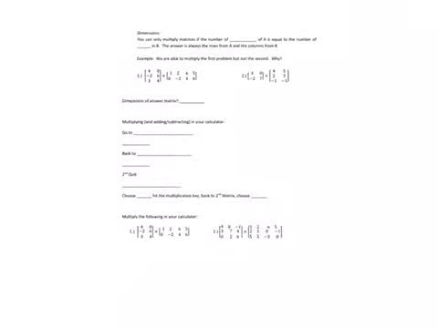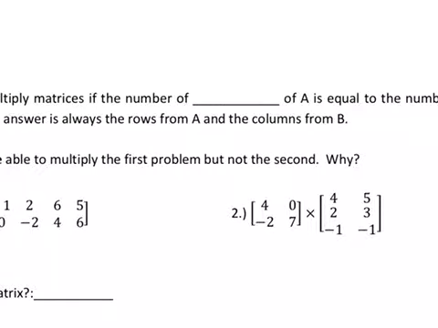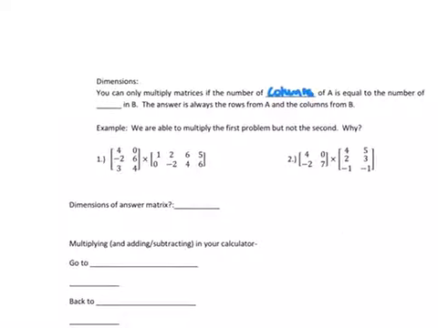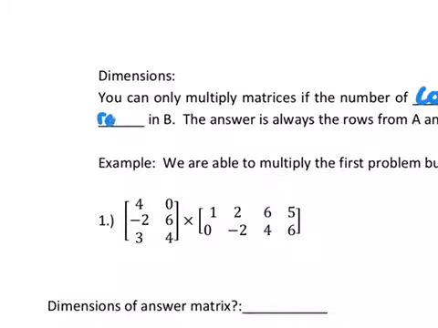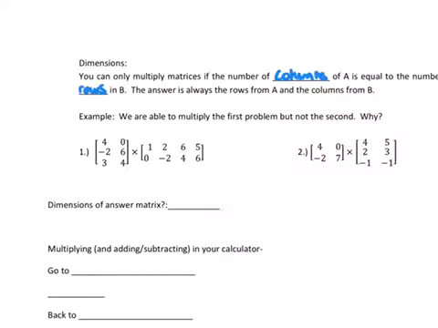All right, so this is some really important stuff about the matrices. You can only multiply the matrices if the number of columns of A is equal to the number of rows in B. That's not going to be the part that's really going to help you. It's more so going to be this.